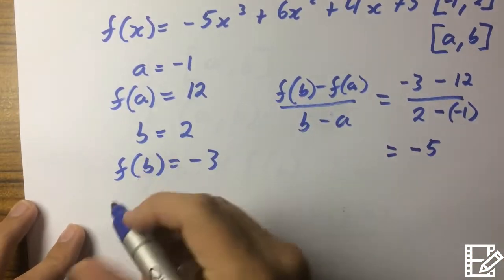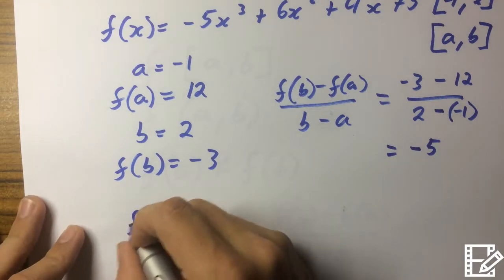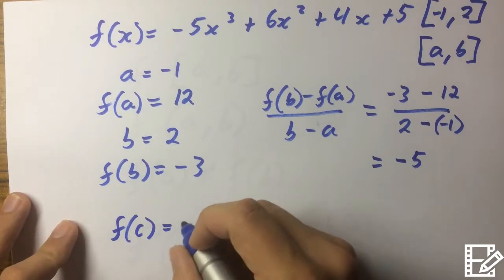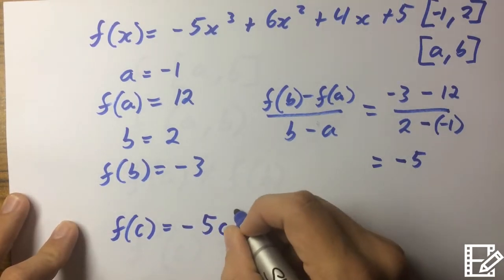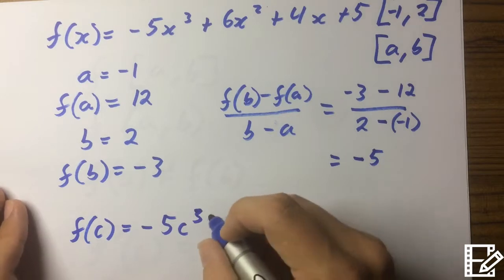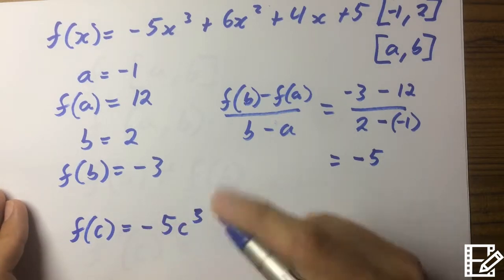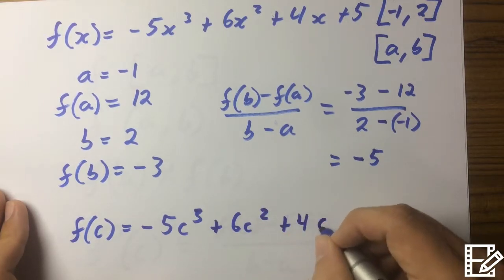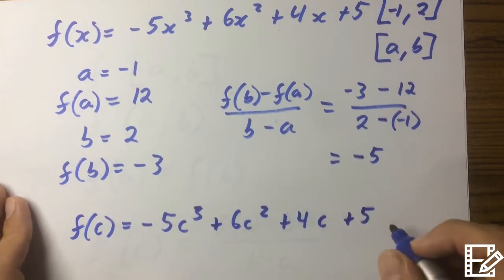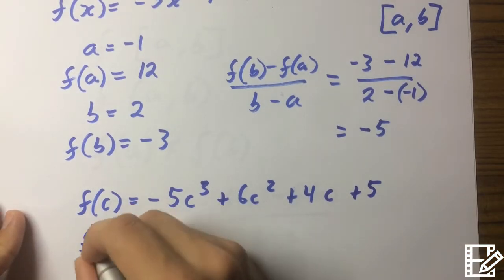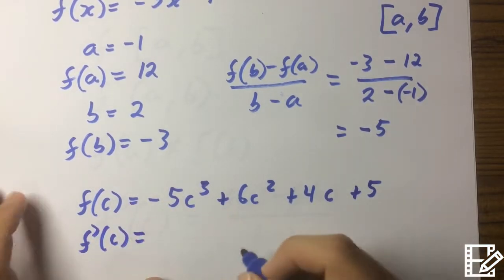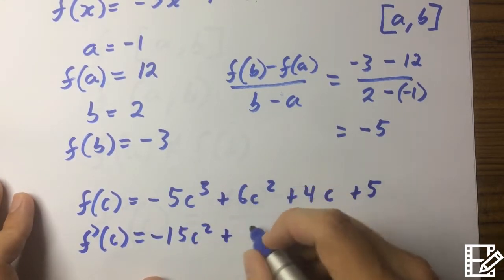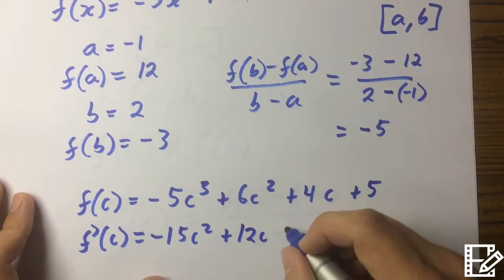Now we need to find the derivative of the function at c. So f(c) is the exact same as that. We just replace all the x's with c's. So it'll be negative 5c cubed plus 6c squared plus 4c plus 5. And now we've got to differentiate it in order to find f prime of c. Differentiating that, we get negative 15c squared plus 12c plus 4.